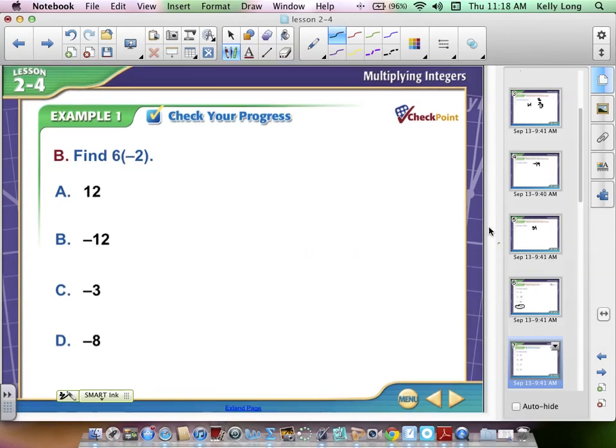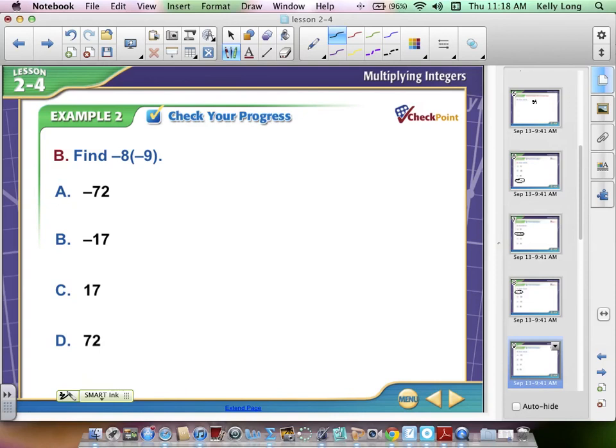Okay, try this one. 6 times negative 2. Pause the video and then check your answer. All right, what's 6 times 2? 12, and my answer is going to be negative because I have unlike signs, so my answer is B, negative 12. Okay? All right, here's another one. Negative 3 times negative 8. Well, 3 times 8 is 24. I have like signs. They're both negative, so my answer is going to be a positive 24.